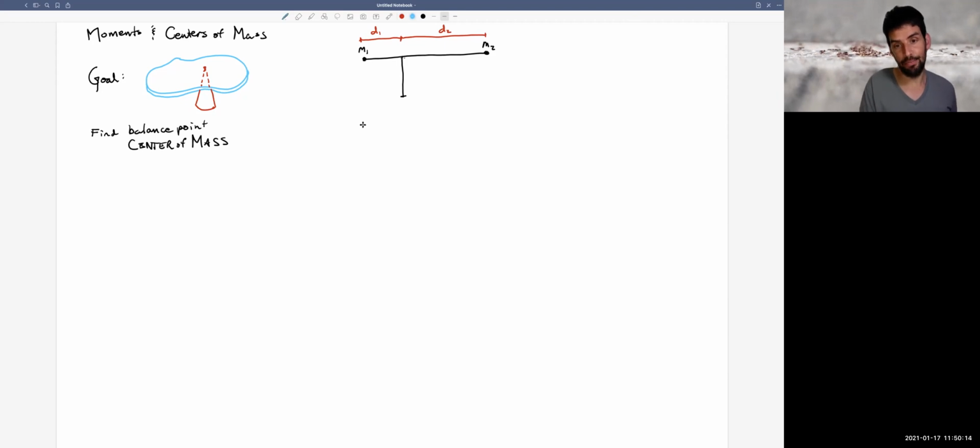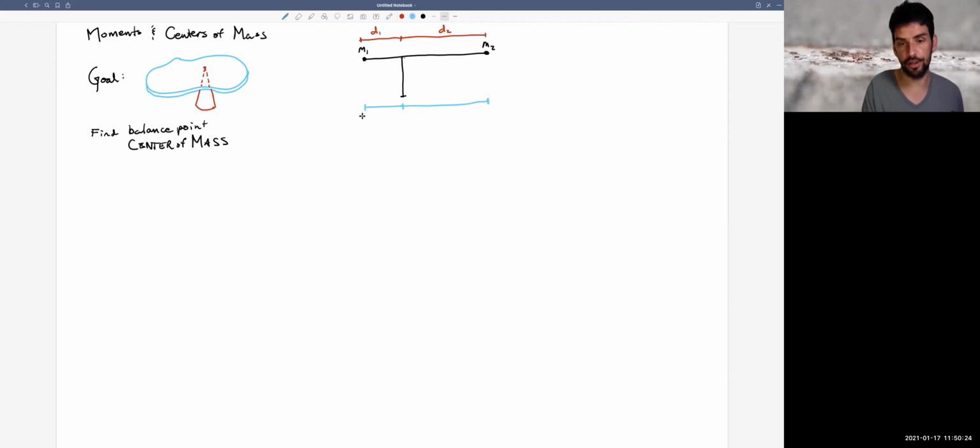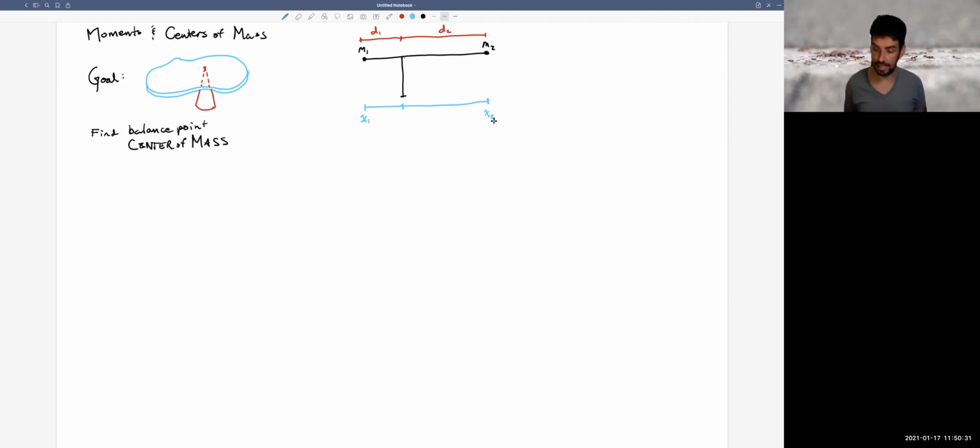And let's put these on a number line. Okay, so I'll call the coordinate for the location of M1 on this number line X1. The coordinate for mass 2 is going to be X2, and we'll call this balance point X bar, right? So it's an X with a little bar above it.